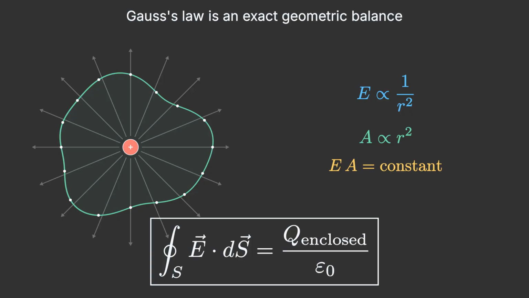Field strength falls as 1 over r squared, while spherical area grows as r squared. Gauss's law is this exact geometric balance.